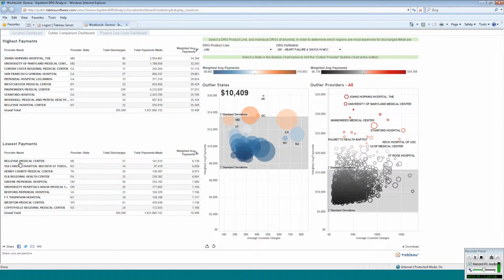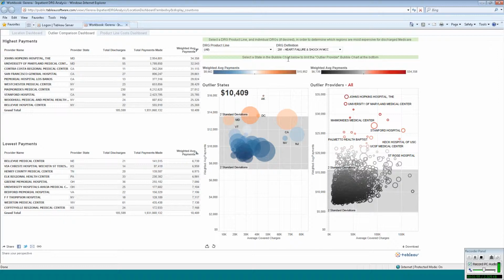The cheapest across the United States happens to be in Nebraska and Bellevue Medical Center. So Bellevue Medical Center is, by a factor of 6 or so, more efficient or less expensive than the most expensive in the United States.